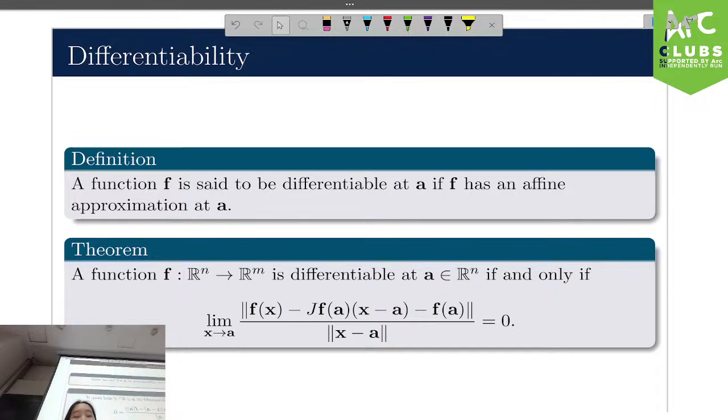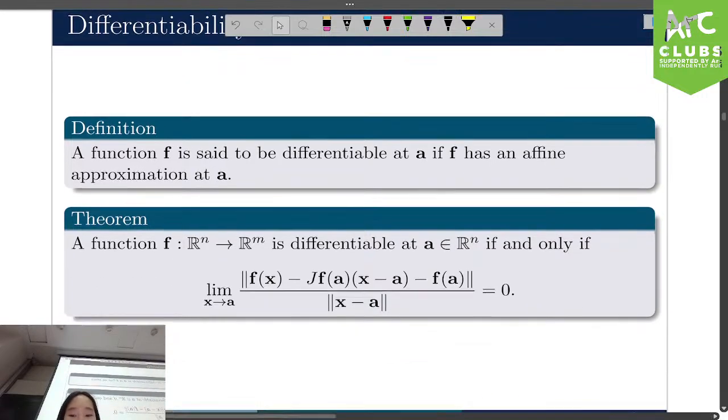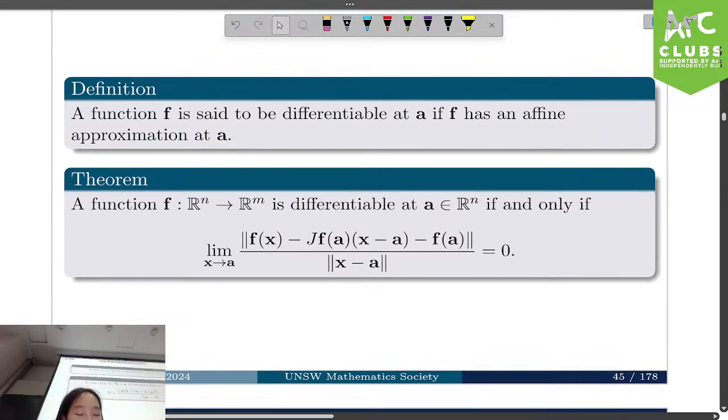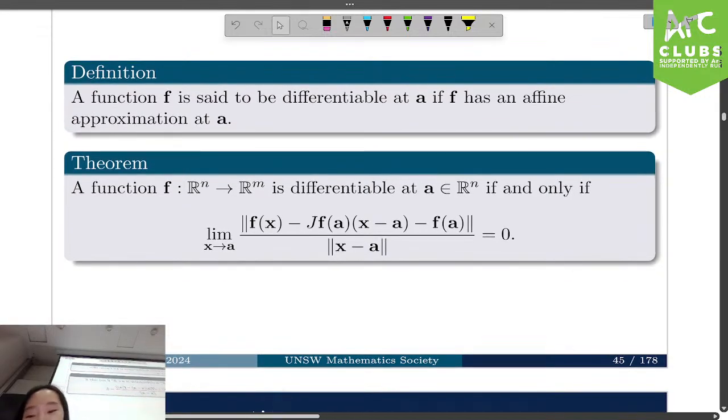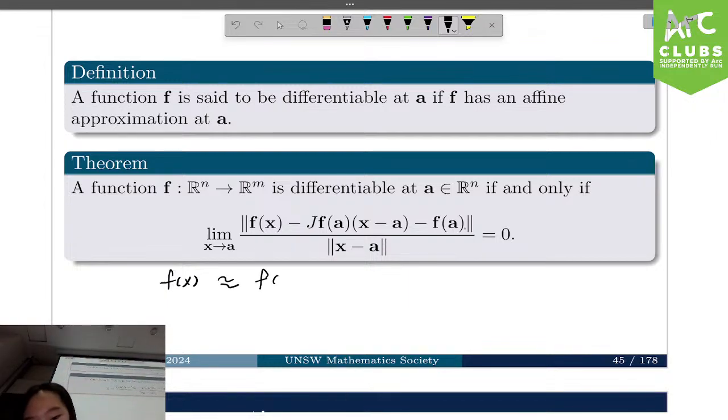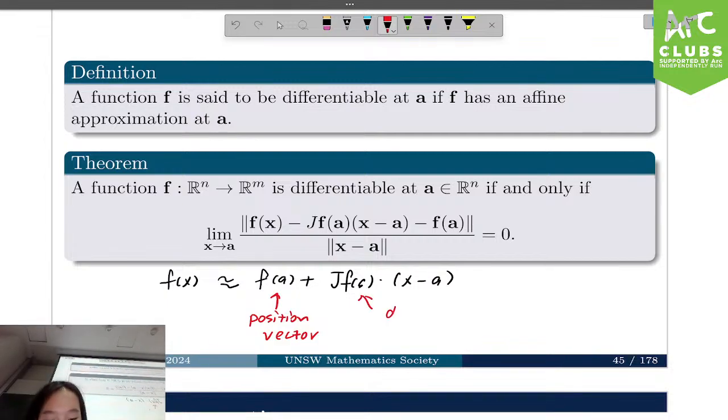So our function f is said to be differentiable at A if f has an alpha approximation at A. So what we have is the following. It's basically an extension of what we have shown in the previous slides. So f(x) here can be approximated by f(A) plus the Jacobian matrix of A times (x take away A). Here is our position vector, and our Jacobian matrix will be our direction.